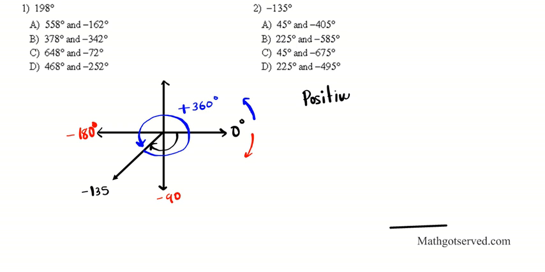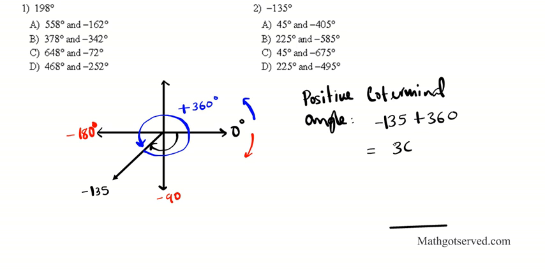Okay, so the positive coterminal angle is going to be negative 135 plus 360. To work this out, I'm just going to put 360 on top and subtract 135: 10 minus 5 is 5, 5, 2, so 225 degrees. So the positive coterminal angle for this is 225 degrees. That's when you rotate in that direction.